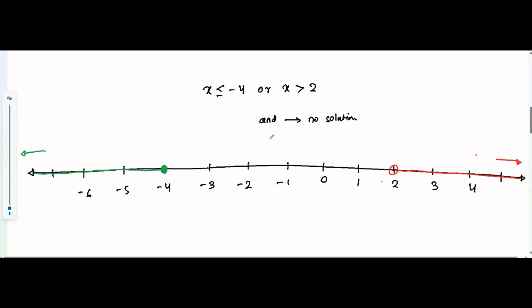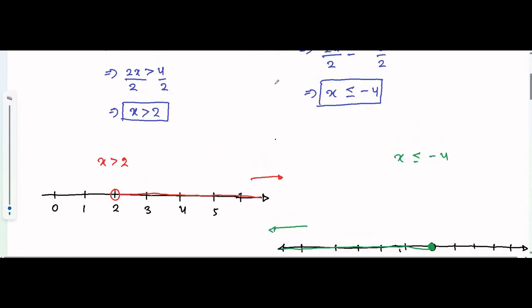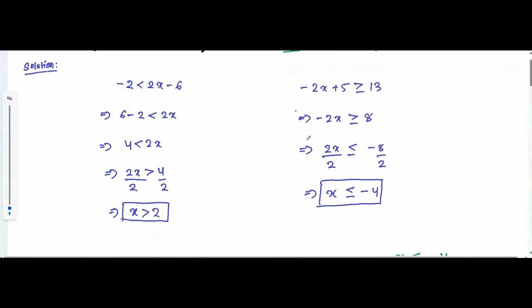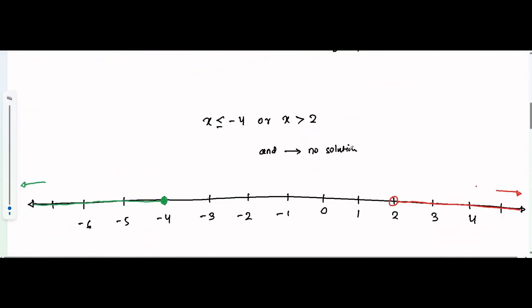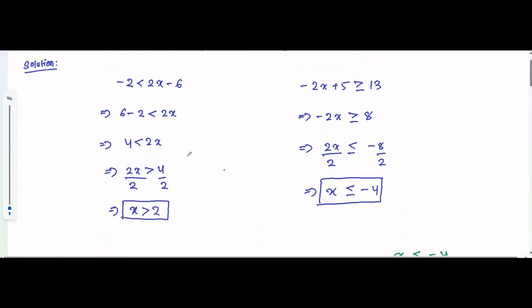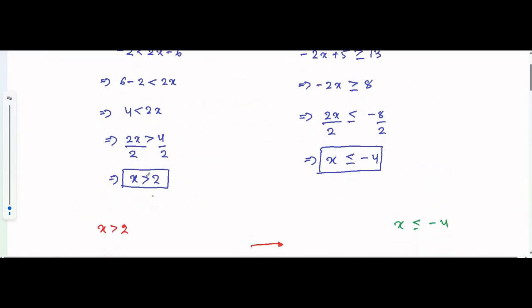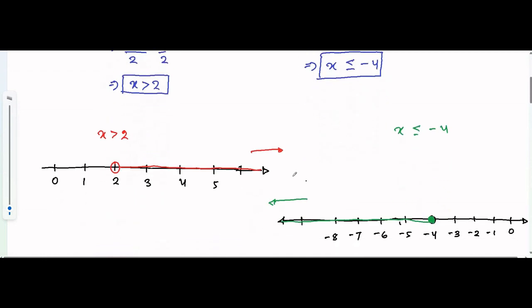They do not meet anywhere. There is no overlapping point. So in case of and, here it should have been mentioned and instead of or, then there would have been no solution because there are no common values to both the solutions here. X greater than 2 and x less than or equal to minus 4, there is no common overlapping region.